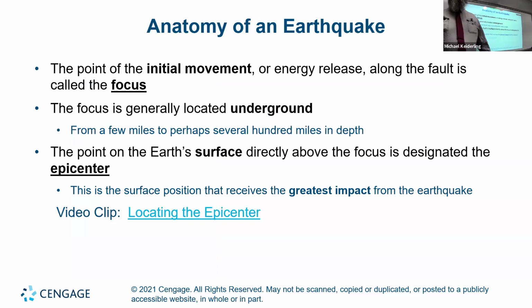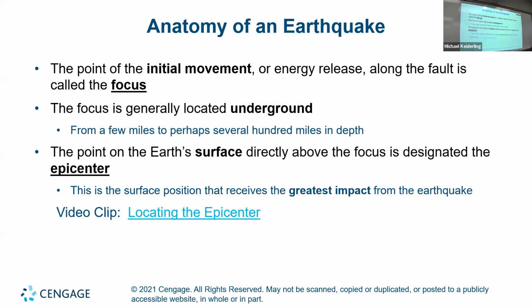The point of initial movement or energy release along the fault, the point where the earthquake starts underground, is called the focus. And that's generally located underground, and it can be from a few miles deep to several hundred miles deep. Now, the term that you'll hear most commonly is the epicenter. The epicenter is the point on the ground immediately above the focus. That's the point where earthquake waves first hit the surface and where earthquake waves, if you're only looking at the surface, appear to come from.